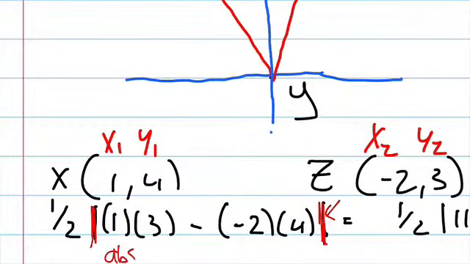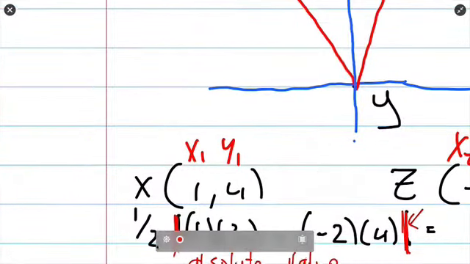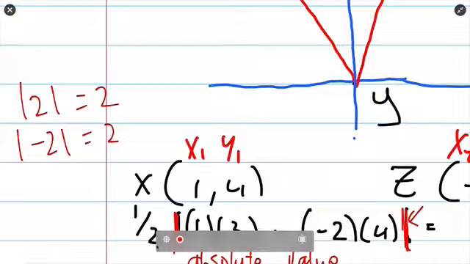Absolute value. Do you know what absolute value is, Emma? Let me just do it here on the side. Absolute value of 2 is 2, okay? Absolute value of minus 2 is 2. It just gets rid of the minus. You okay with that, Liam?